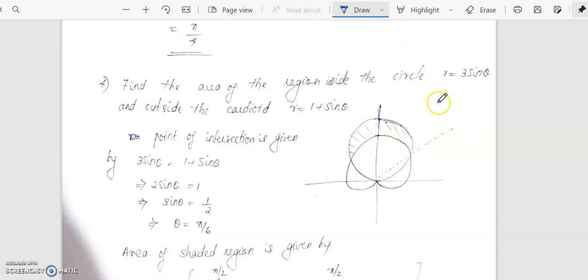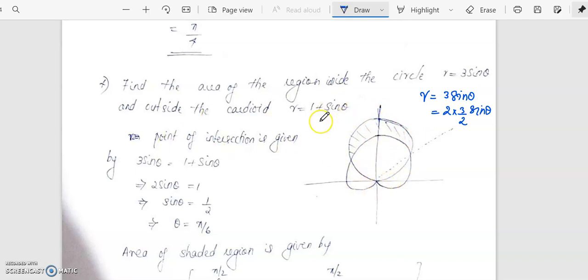So we have r equal to 3 sin theta, not 3 by 2, r equal to 3 sin theta. So we will get 2 into 3 by 2 sin theta. So the radius is going to be equal to 3 by 2, and the total diameter of the circle will be equal to 3. The maximum value of the cardioid will be equal to 2. The circle will come outside.